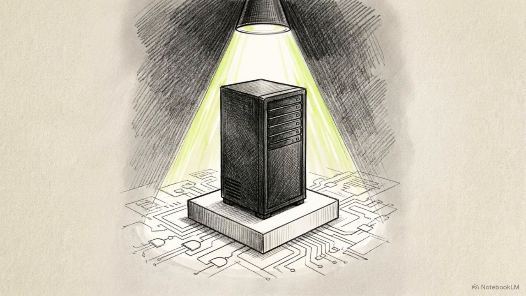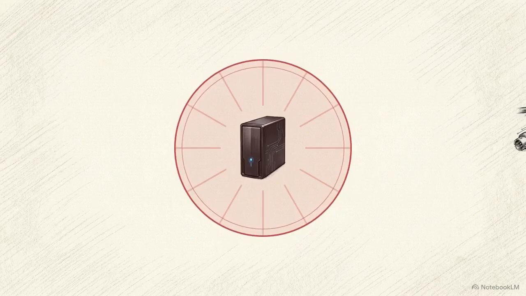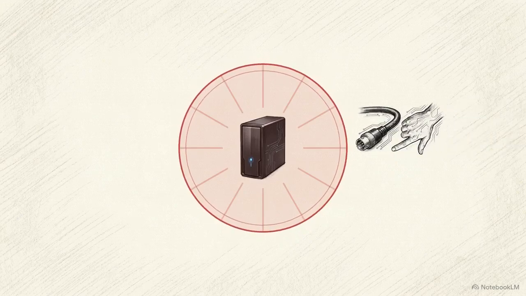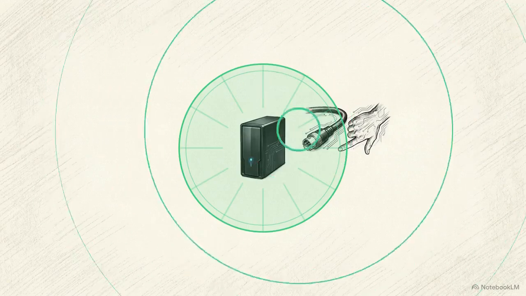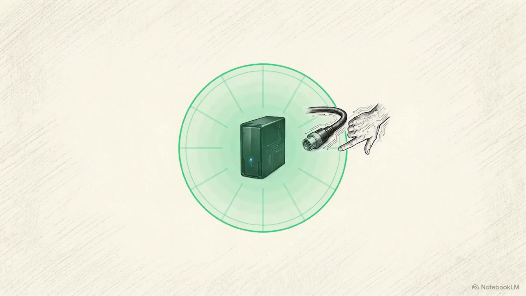This reveals a core philosophy of the system. If you have physical access to the hardware, you hold the ultimate authority. The computer assumes that if you can touch it, you own it, and it provides a reliable way back in.